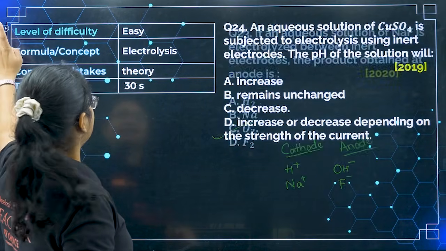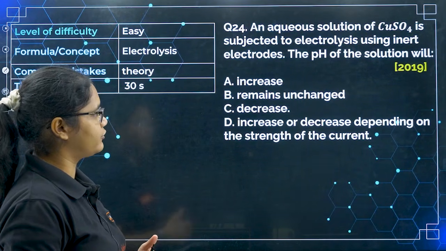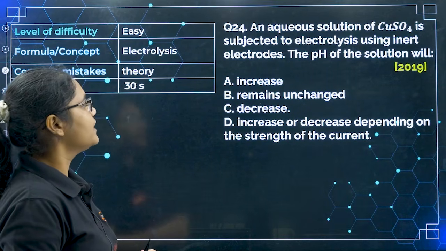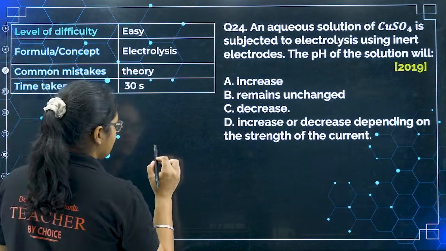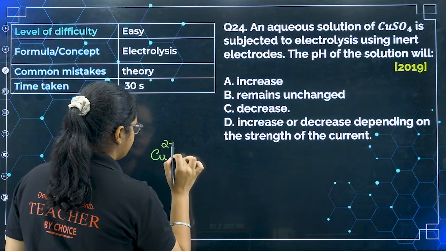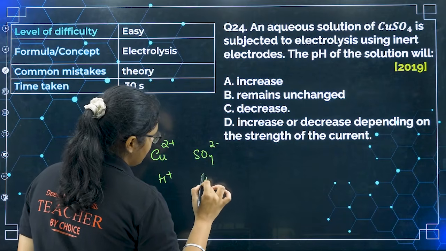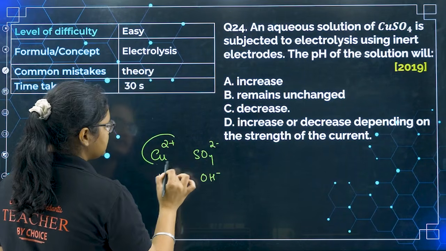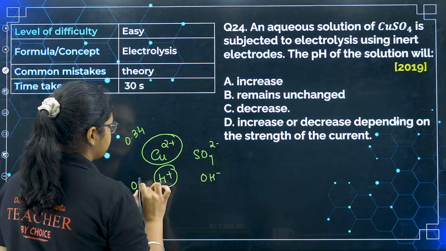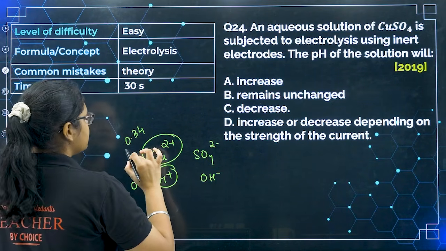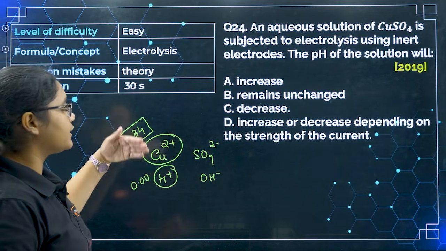Okay, next question number 24, an aqueous solution of copper sulfate is subjected to electrolysis using inert electrodes, the pH of the solution will. Now if you see, you have copper sulfate, right? Cu2 plus will be there and SO4 2 minus and H plus and OH minus. So Cu2 plus reduction potential is 0.34 and H plus reduction potential is 0.00 volt. So now this Cu2 plus will undergo reduction.